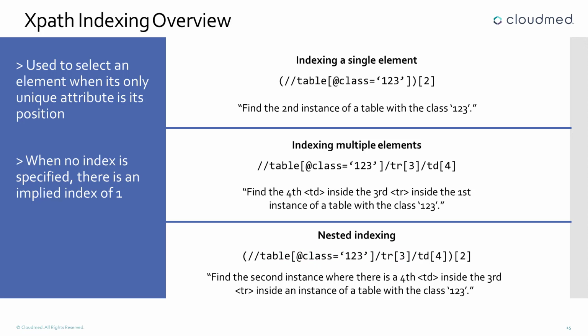So it's not going to look for the second instance of a table with the class of 123 and then try to find that element. It's only going to look for the second one where there are also these nested elements. So you have to be a little bit careful if you're trying to do that with the order of your parentheses here. There is an order of operations that's taking place with this indexing. So it's important to keep that in mind while you're doing that. And then something that you may have seen already just implicitly, which is if there is not an index specified for a given element, the index is an implied index of 1.